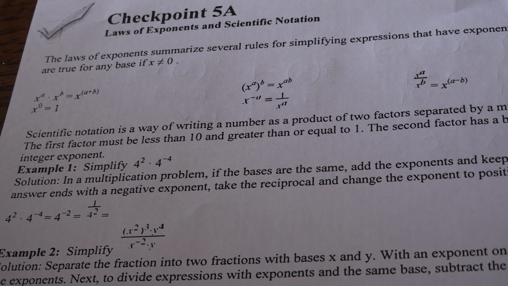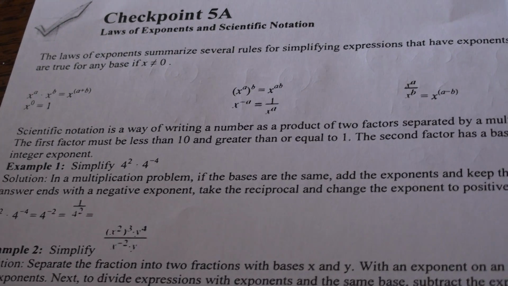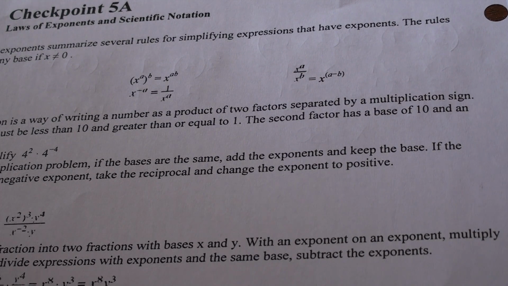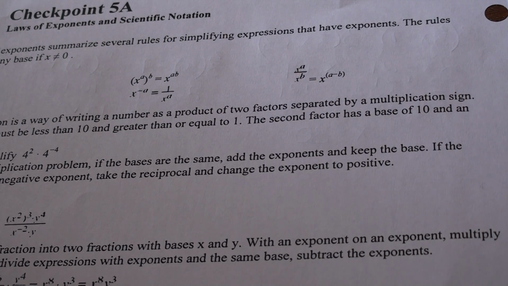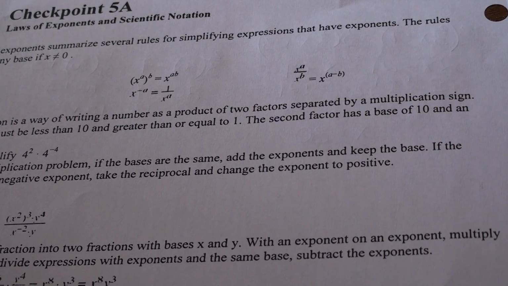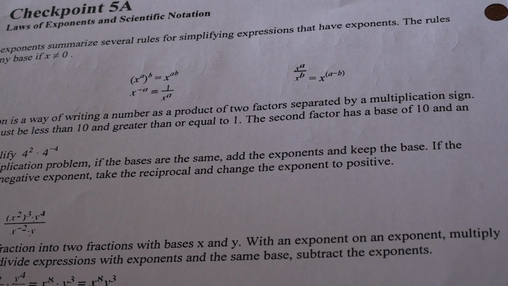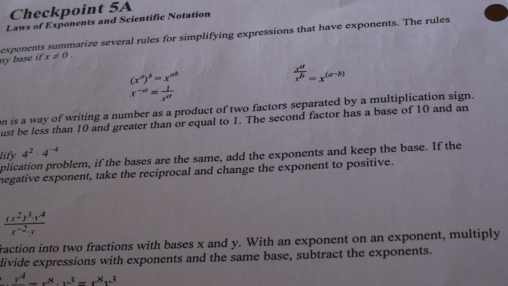So if you ever see something to a 0 power, you can replace it with 1. If you look in the middle, you have x to the a, to the b power. So if you have a power to a power, all you're going to do is multiply. You're going to take those two powers and multiply them together. For the one below it, x to the negative a, if you have a negative exponent, you can rewrite it as 1 over that exponent. So x to the negative a becomes 1 over x to the a.